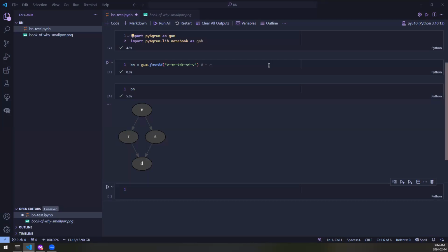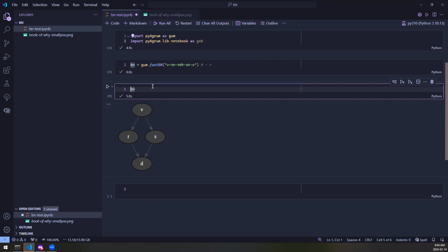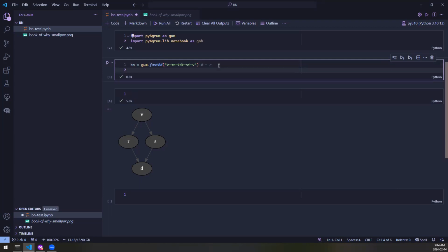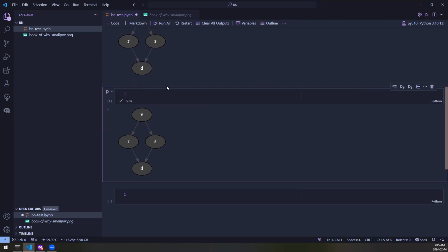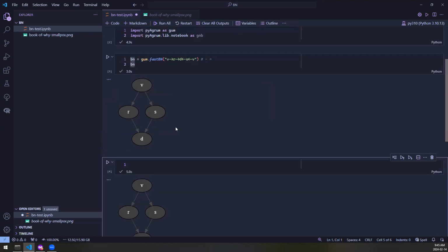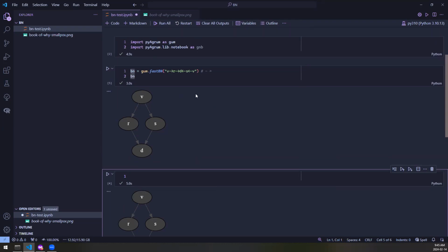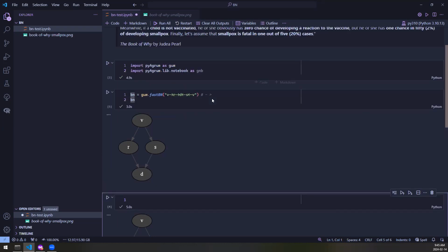Okay, so now that we have the network itself, I'm just going to copy this part over here and put it in the previous cell, just to put everything together. Well, you don't need to show the graph. I'm just showing it as proof that we constructed the graph we are expecting.